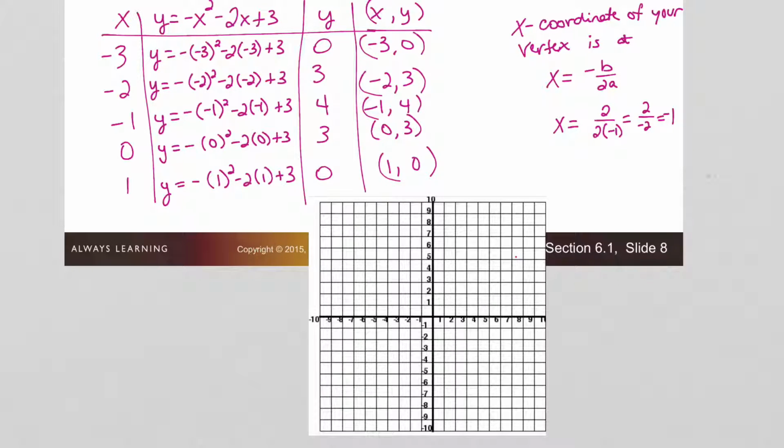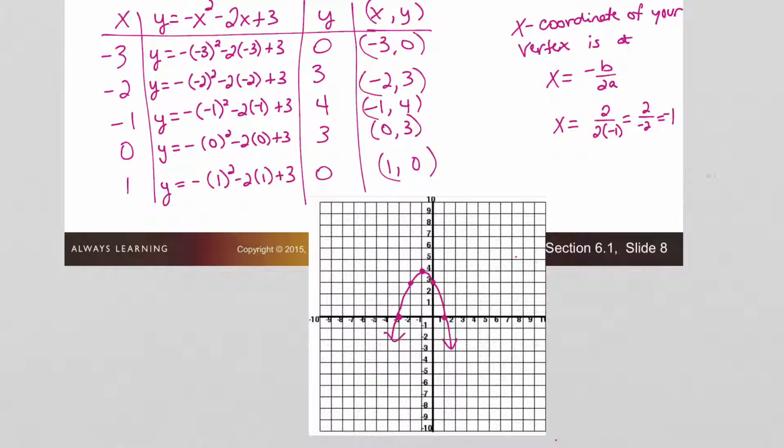Alright, so here we go. So negative 3, 0 is right here. There we go. Negative 2, 3 is right here. Negative 1, 4 is right here. 0, 3 is right here. And 1, 0 is right here.